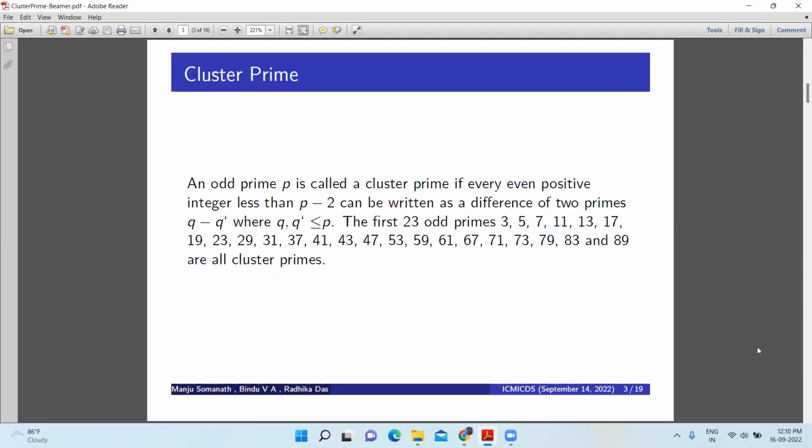An odd prime P is called a cluster prime if every positive integer less than P minus 2 can be written as a difference of two primes, that is Q minus Q dash, where Q and Q dash are prime numbers which are less than or equal to P. And the first 23 odd primes, 3, 5, etc., up to 89, are all cluster primes.